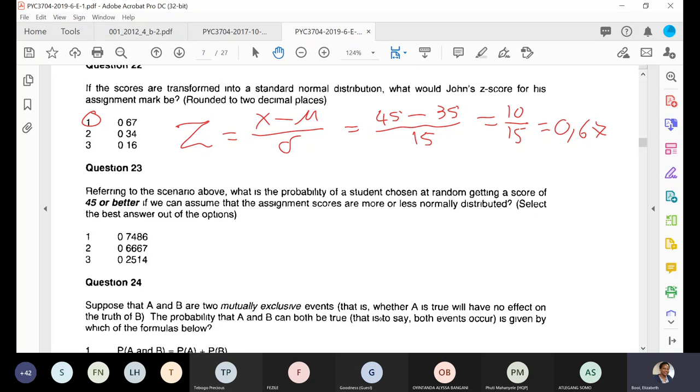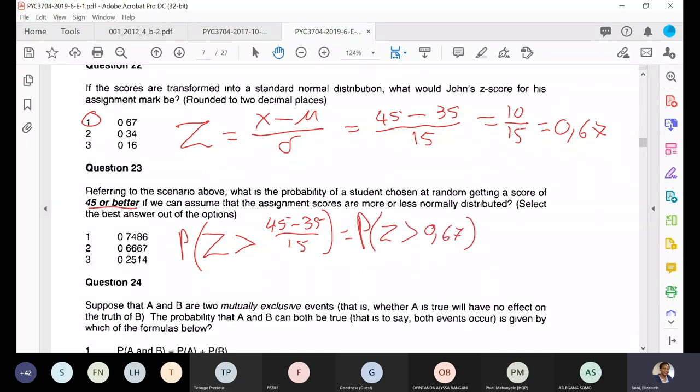Okay, so we need to calculate the probability. So we know Z says 45 or better. 45 or better means greater than. So when we find the probability, because that's what we are calculating, it's the probability that our X is greater than 45. I don't have to even calculate it because we did calculate this, 35 divided by 50. We need to find the probability that Z is greater than 0.67. We calculated it there. So this 45 is the same as what we have calculated there, so I don't have to.